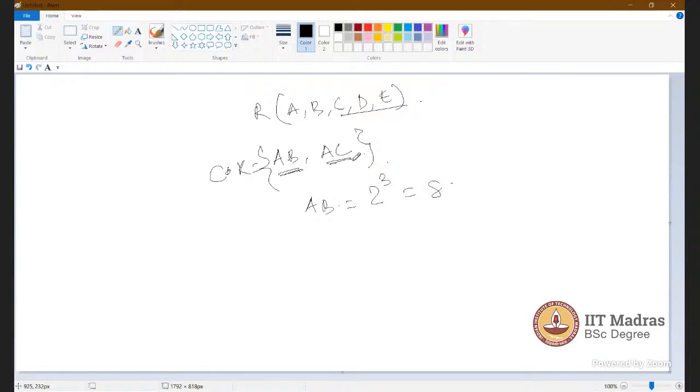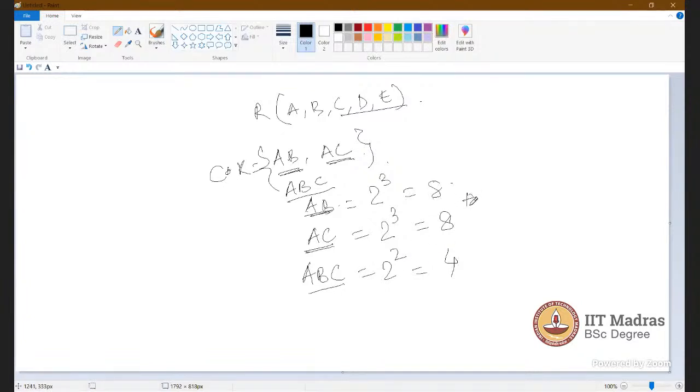Similarly, you have to find the number of super keys for AC. That is also 2 to the power 3, 8. But here you have to see there is one combination that is repeated, and you have to take care of this one. This particular combination, ABC, appears in both, and the number of super keys for it is 2 to the power 2. You have to subtract it, because it is counted in both cases.